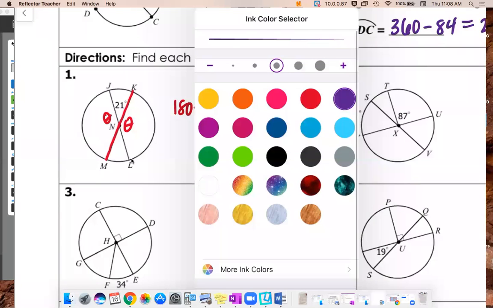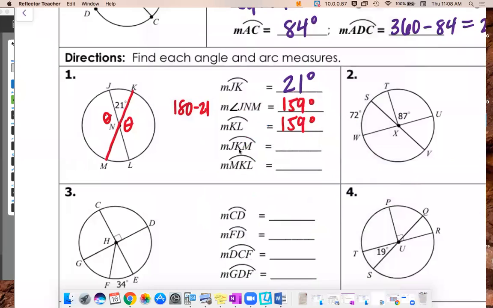Now we want to know the measure of arc JKM. JKM is going to be this whole arc right here. And it looks like we have 180 degrees between these because this is your diameter. So all the way from M to K, that's going to be 180 degrees. And you just have to add in this little slice right here. So this would be 180 plus 21, and we would get 201 degrees for this major arc right here.